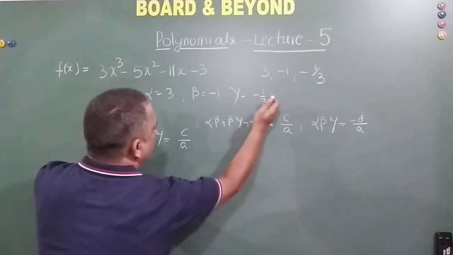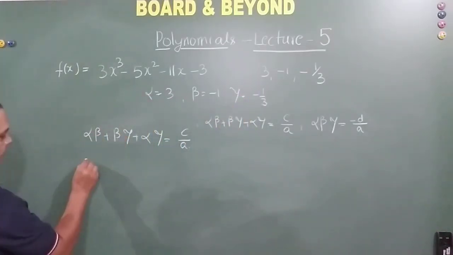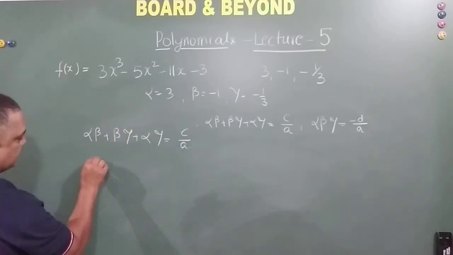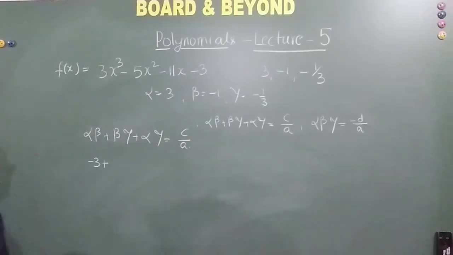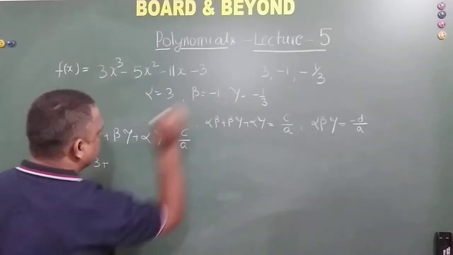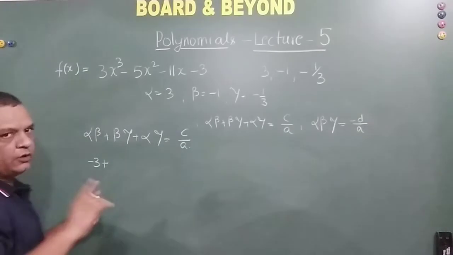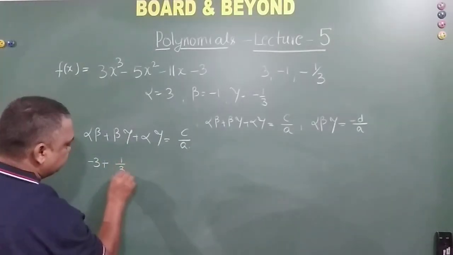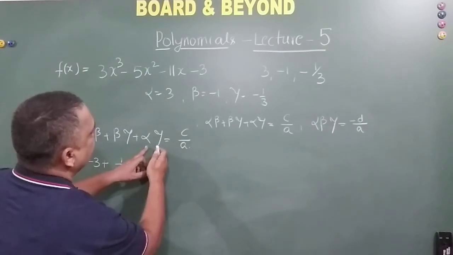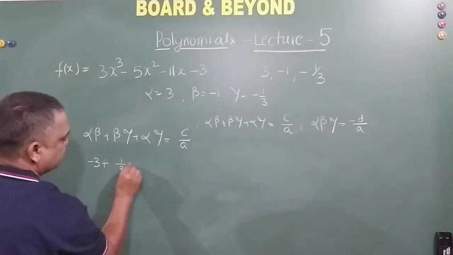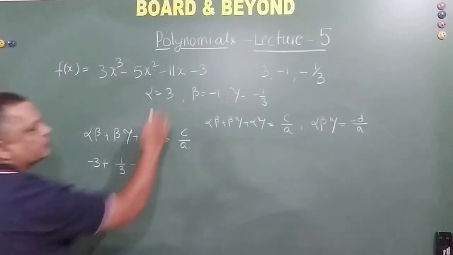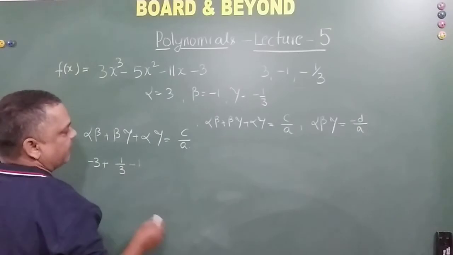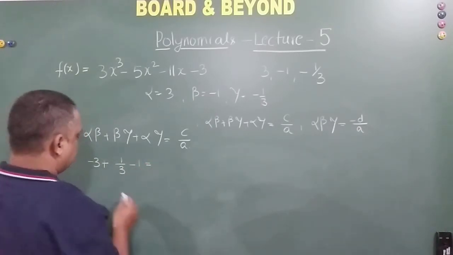Taking the values of alpha, beta, gamma as this, alpha into beta is equal to 3 into minus 1, that is equal to minus 3, plus beta into gamma, that is this into this. So this becomes minus 1 into minus 1 by 3, that is equal to plus 1 by 3. Then comes alpha into gamma, this into this, that is equal to minus 1. You are getting it? Because this and this will cancel when we multiply these two terms, and it will leave me with minus 1. So it is equal to how much, friends?